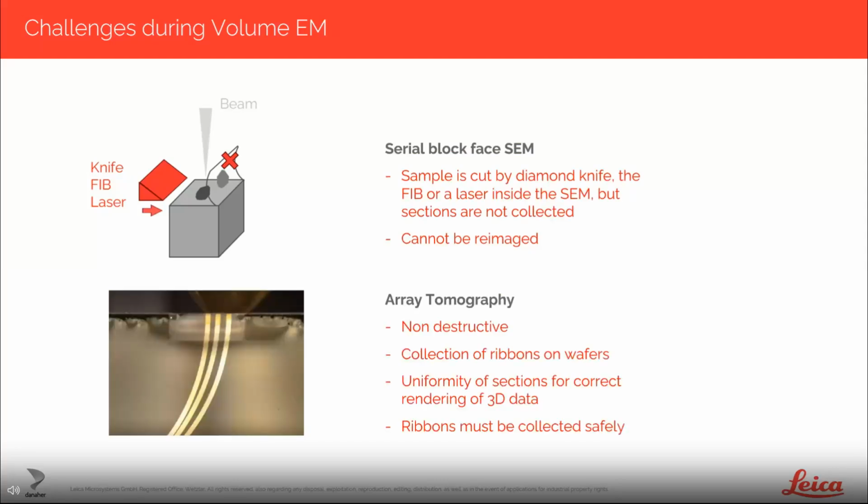A better technique for this is array tomography. As I mentioned, we create these ribbons here on the ultramicrotome. It's non-destructive, and we collect the ribbons on wafers and put them afterwards into the SEM. Of course, there are obstacles like the uniformity of the sections, which has to be very precise for a correct rendering of the 3D data afterwards. And the ribbons must be collected safely. But with the UC and UAT, we provide to you the well-known technique of lowering the water level to collect the samples on the wafer.